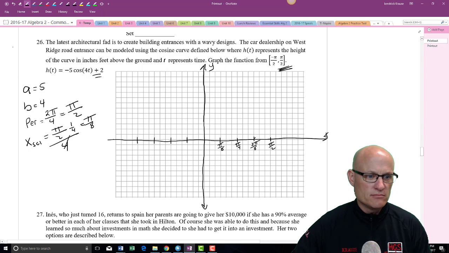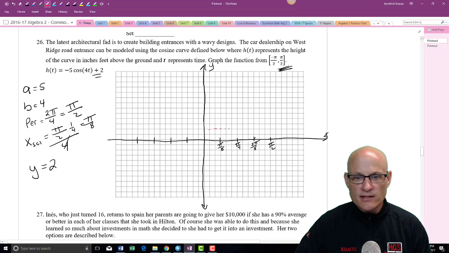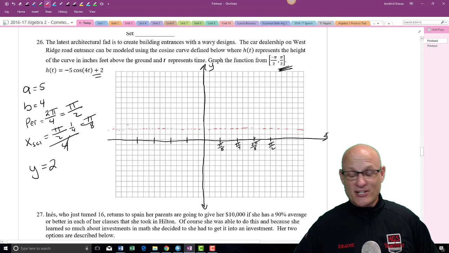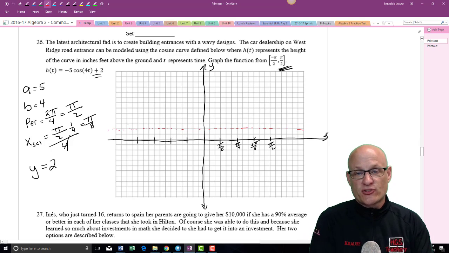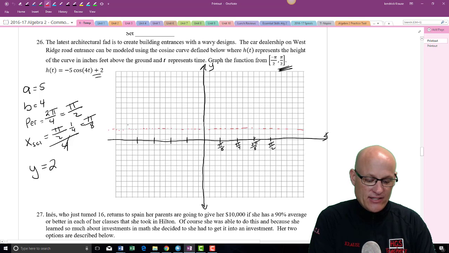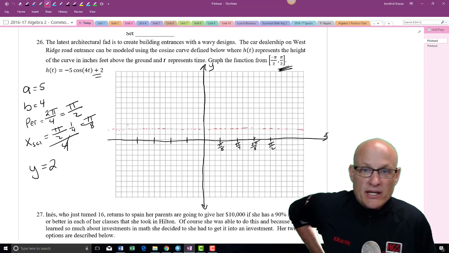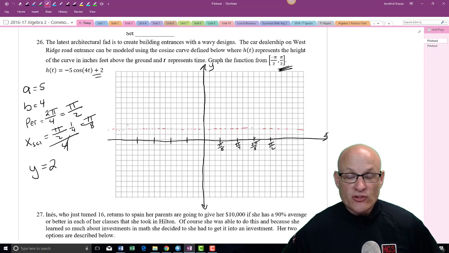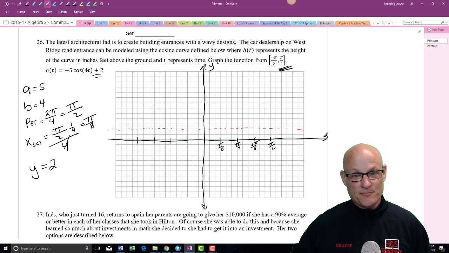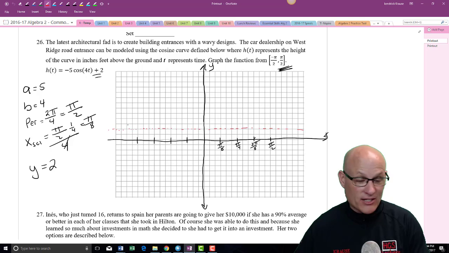Oh, I need my midline. So y equals 2 is my midline. So let's graph the midline in. Y equals 2. Now the difference between a cosine curve and a sine curve is a cosine curve doesn't start at a 0. Cosine curve starts at a min and ends at a min, or starts at a max and ends at a max. Not starting on the midline. We're not going to start on the midline.